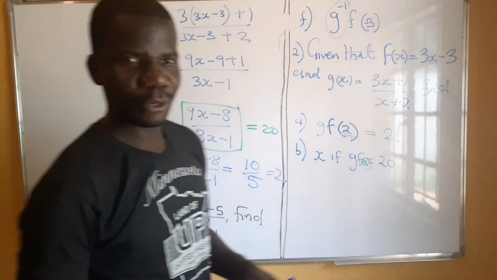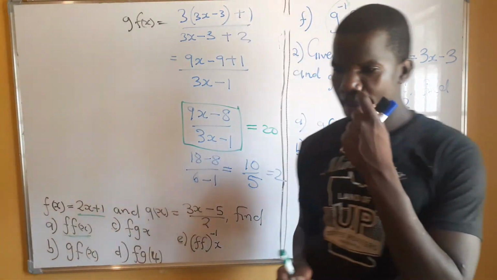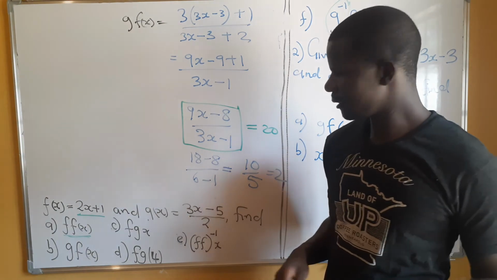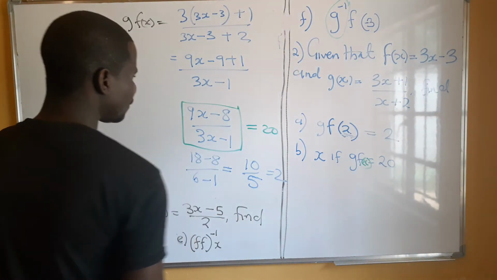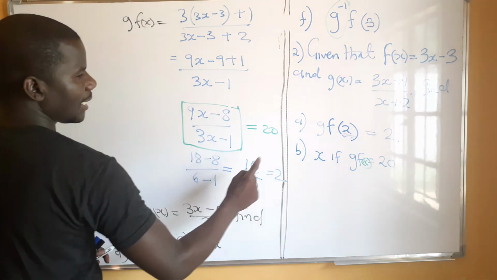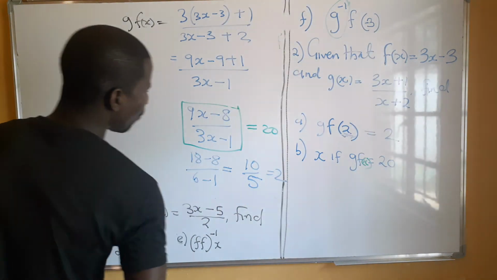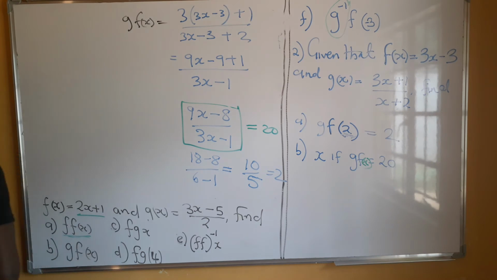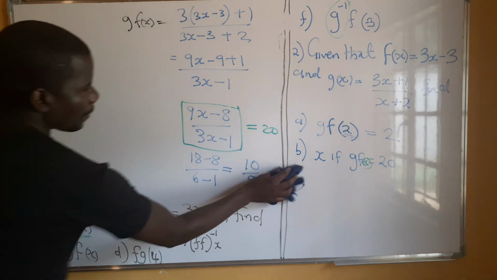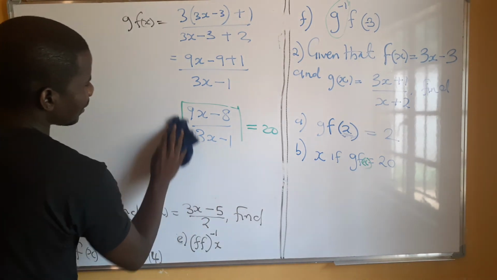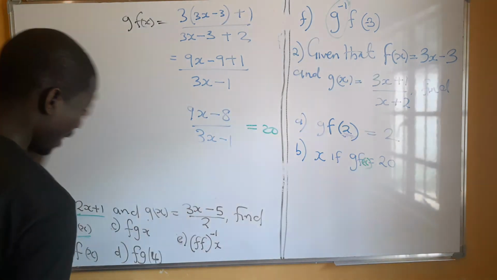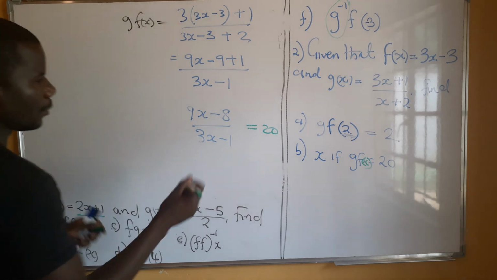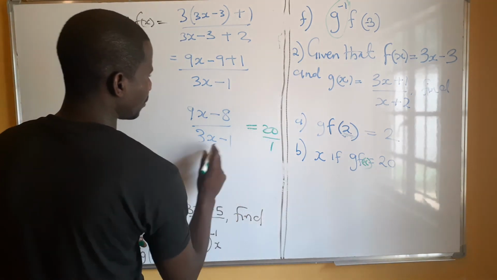My markers are running out, so please, I apologize for the mixture of colors, alright? So, if this whole thing is equated to 20, what is the value of x? That is what we are dealing with. So we solve this as an equation. These equations are even there in grade 9 or so. So we need just to cross multiply. We solve this and that.